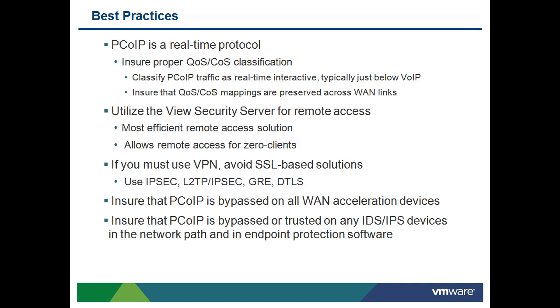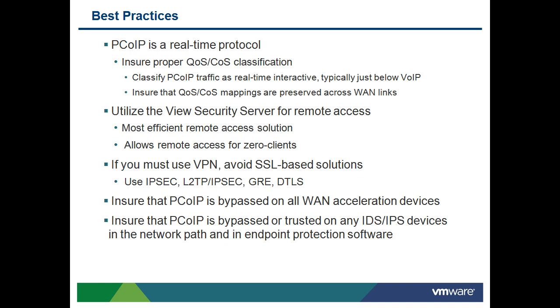So let's move into tuning PCoIP. These are really network best practices, and this advice hasn't changed in quite some time, so I'm going to go through it fairly quickly because I think it's been put out many times, so there's not a lot of new information here. I've said this before, PCoIP is a real-time protocol, so ensure that there's proper quality of service class of service classification. You want to get PCoIP traffic above all other TCP and non-real-time traffic, but probably below VoIP.